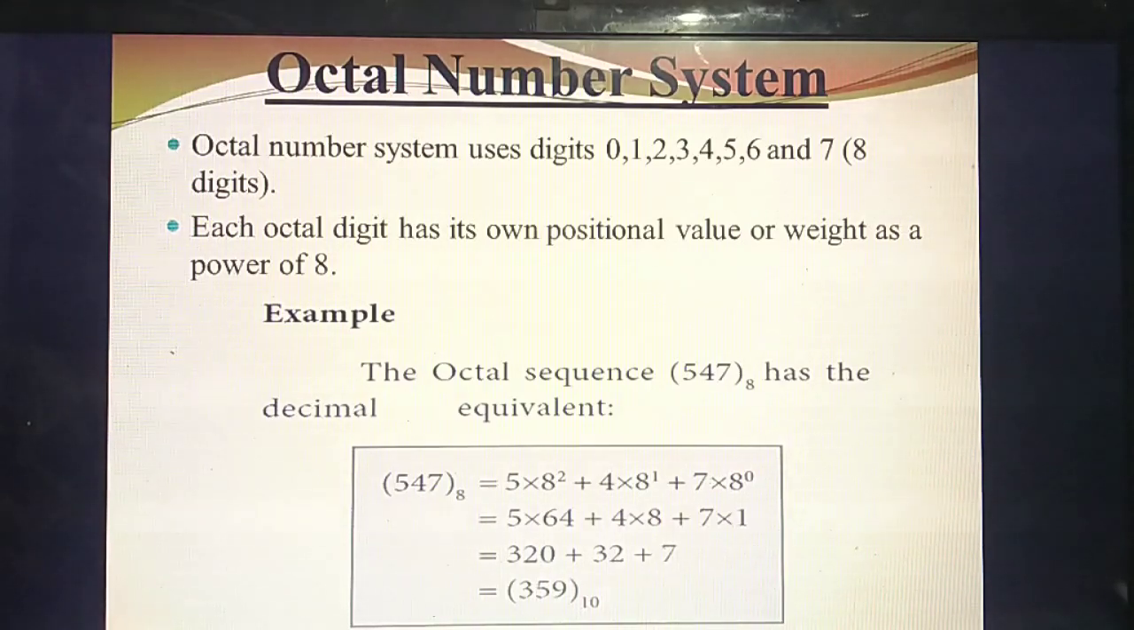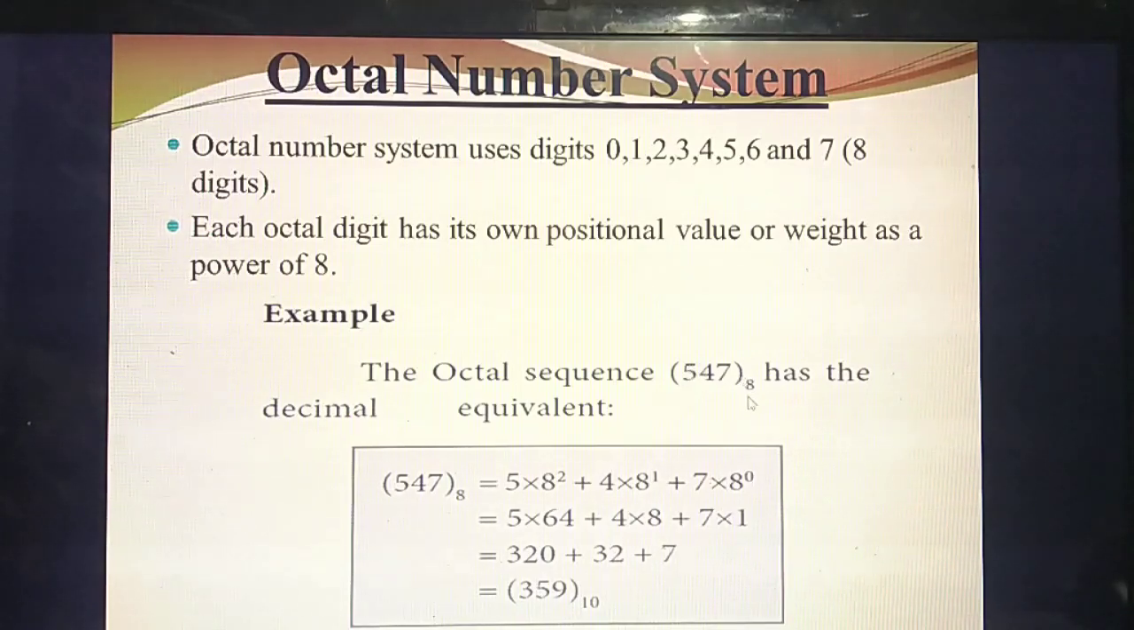Now put the heading in your notebook. Put the heading octal number system. Then write a question: convert. Like this, write the number 547 base 8.